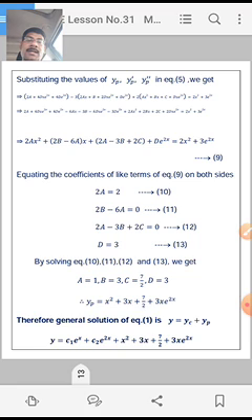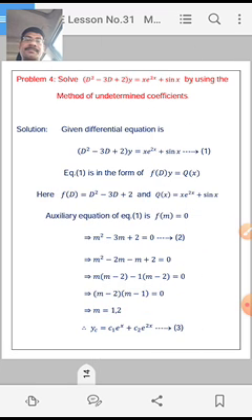Comparing the x square, x, constant and e power 2x terms on both sides, we are getting four equations: 2a is equal to 2, 2b minus 6a is equal to 0, 2a minus 3b plus 2c is equal to 0, d is equal to 3. From these four equations we are getting the a, b, c and d values. Therefore yp is equal to x square plus 3x plus 7 by 2 plus 3x e power 2x. Therefore the general solution of equation 1 is y is equal to yc plus yp. Therefore y is equal to c1 e power x plus c2 e power 2x plus x square plus 3x plus 7 by 2 plus 3x e power 2x.